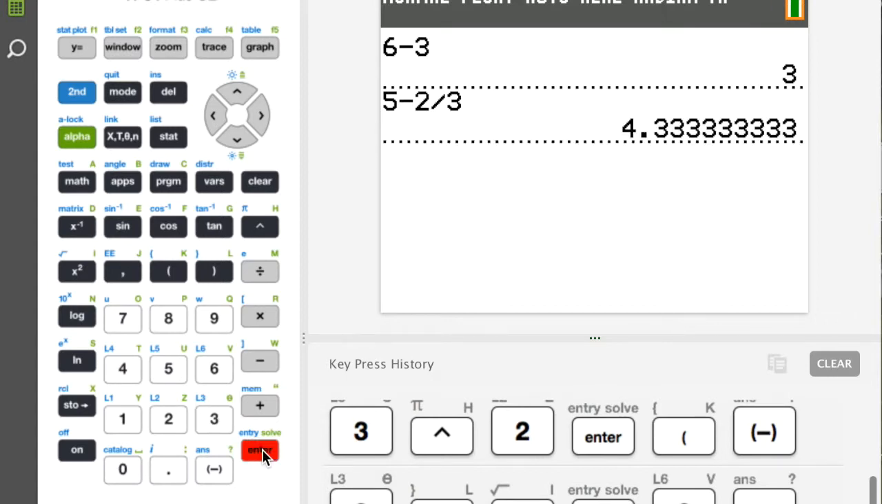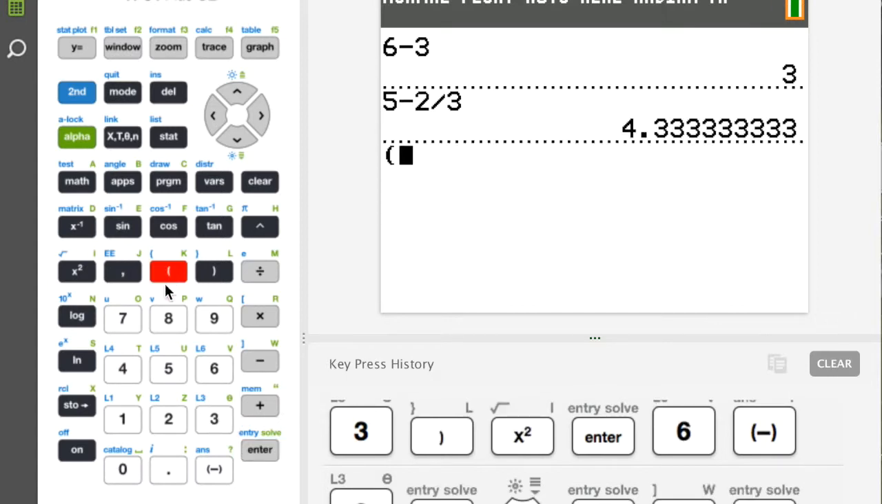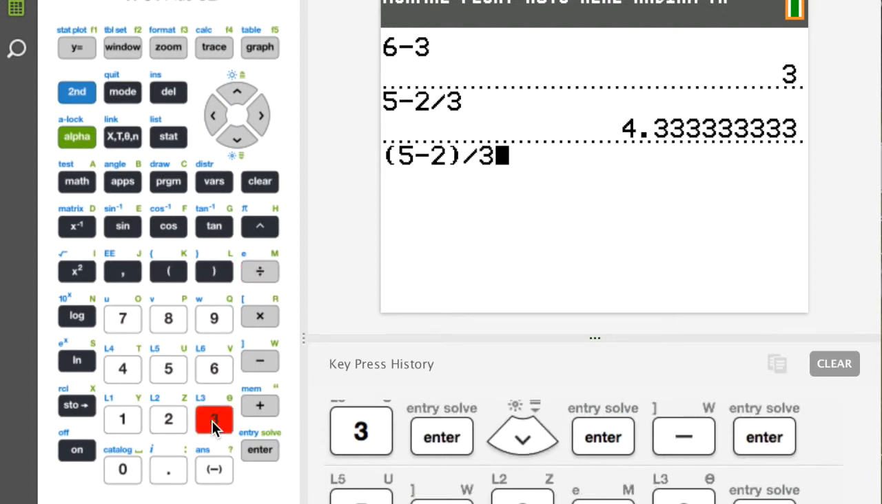There it is. But if we wanted the 5 minus 2 on top, like a fraction bar, we've got to group them, because a fraction bar is like grouping. So (5 minus 2) divided by 3, there we go, that's going to be maybe what we're after, and that'll be our 1, okay? So again, PEMDAS.